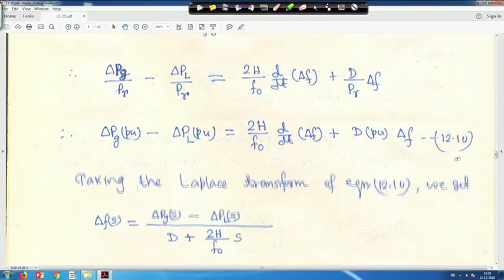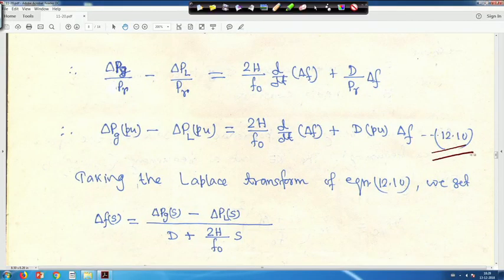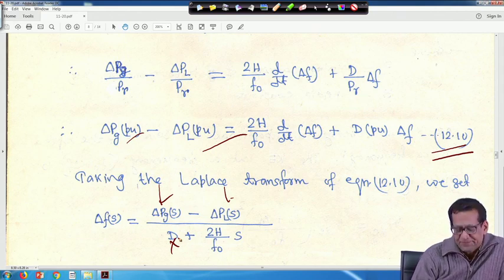Now we are back again. Taking the Laplace transform of equation 10 and simplifying, you will get delta F(s) is equal to delta Pg(s) minus delta PL(s) divided by D plus 2H upon F0 into s. Later, these are all per unit, so we will not mention the per unit again and again, but it is understandable that from this point onwards everything is in per unit. If anything is in real units, it will be discussed.